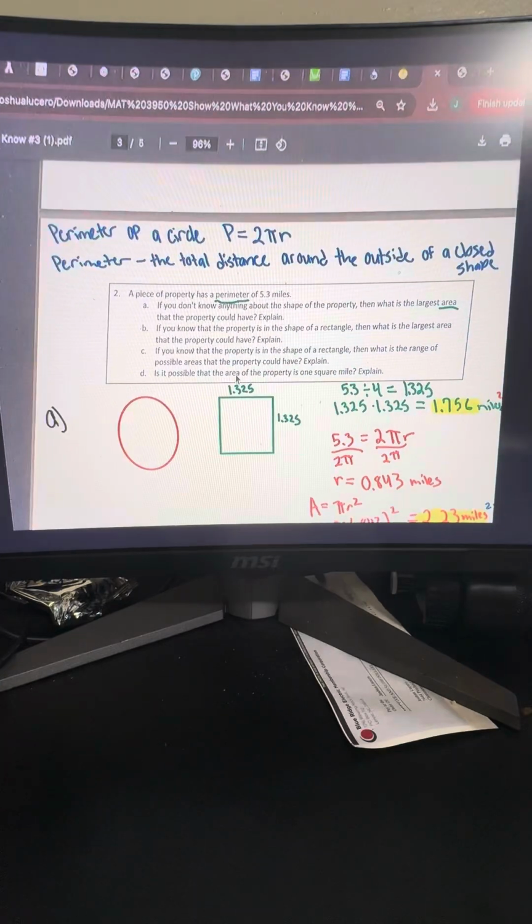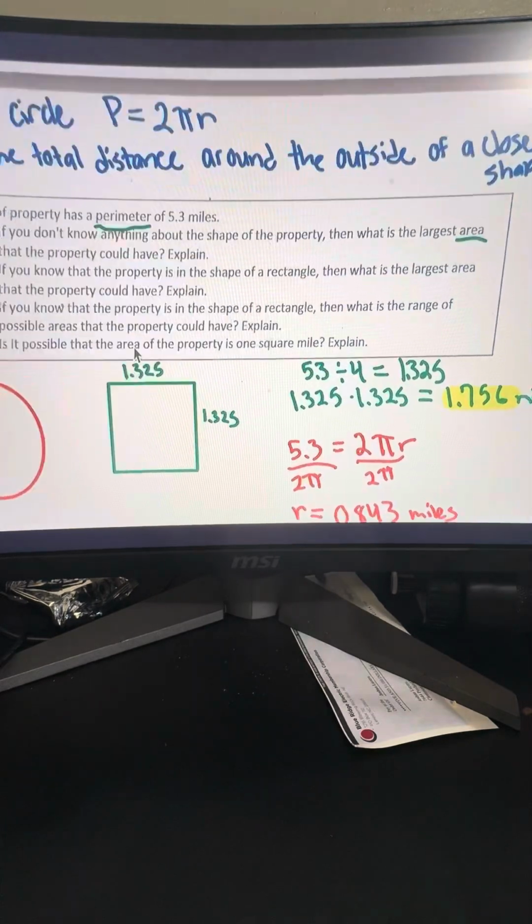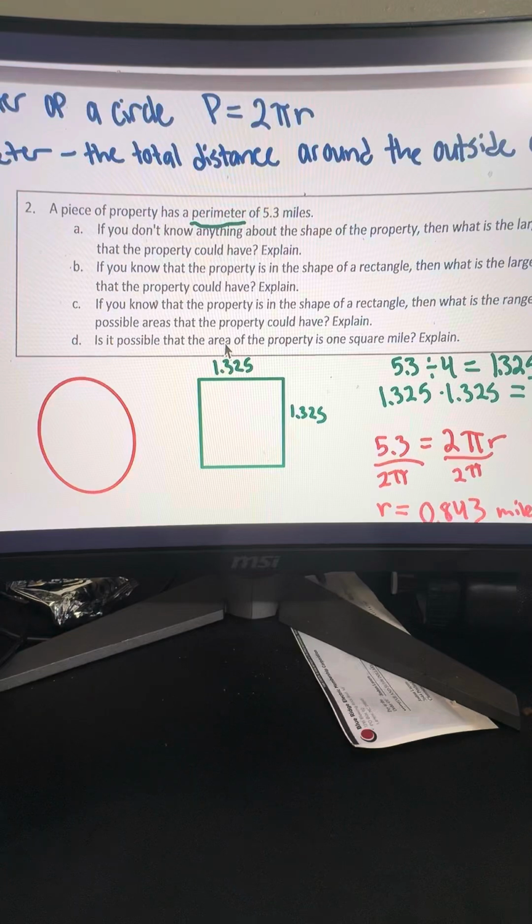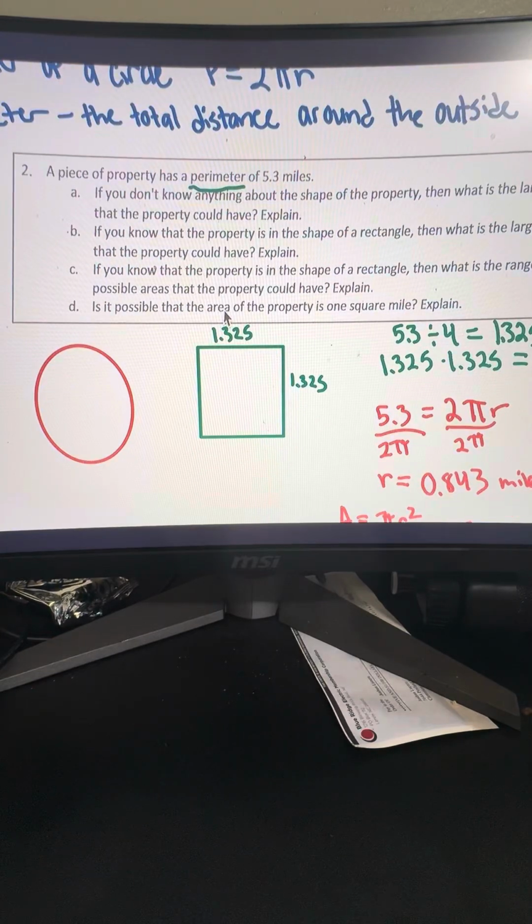Let me zoom out a little bit. 1.756 miles squared over here. Okay, not bad. That is just assuming that our property is a square. Now, another shape that I thought would really maximize area is a circle. So I knew it would come down to either a circle or a square.